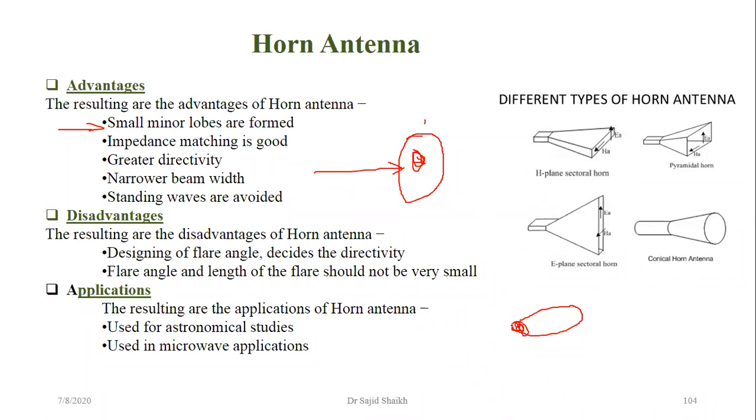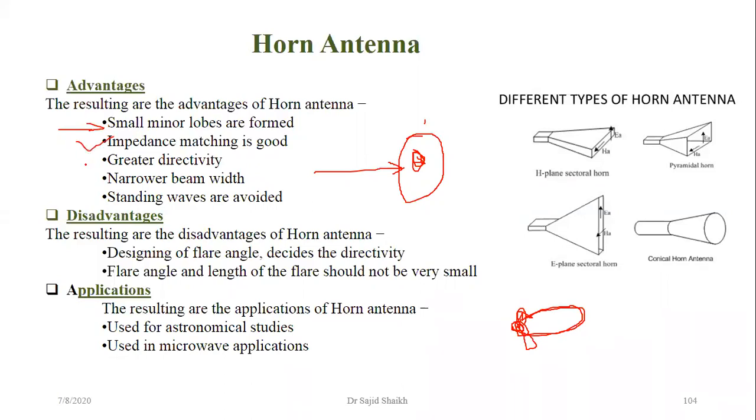And if you draw the radiation pattern of this one, only in one direction it has the bigger lobe, and in other directions it may have very small lobes. Okay, so when you study the radiation pattern, this concept will be clear. It has very small lobes, so that is an advantage. Second one, impedance matching is good.